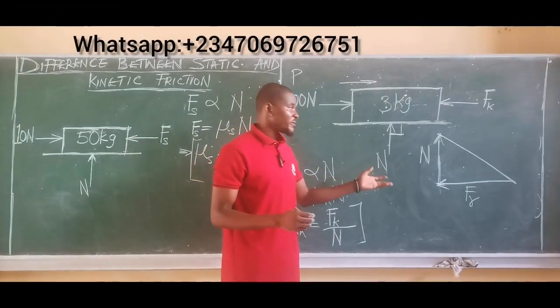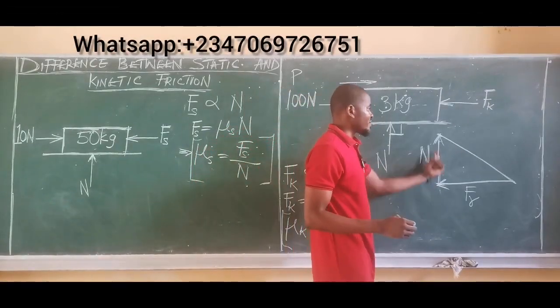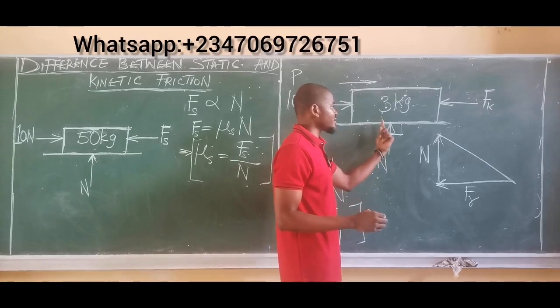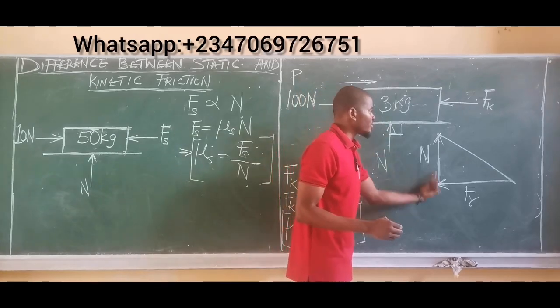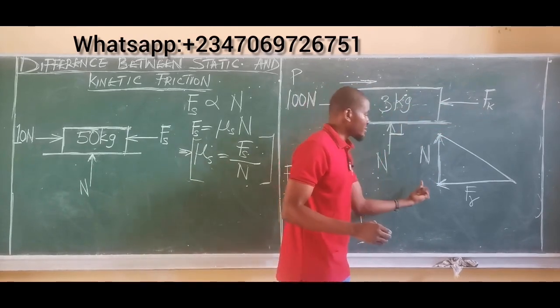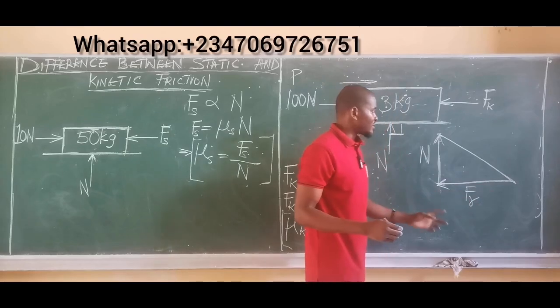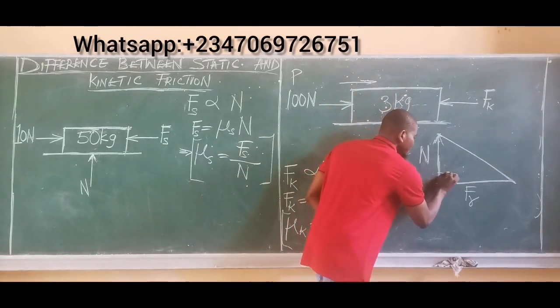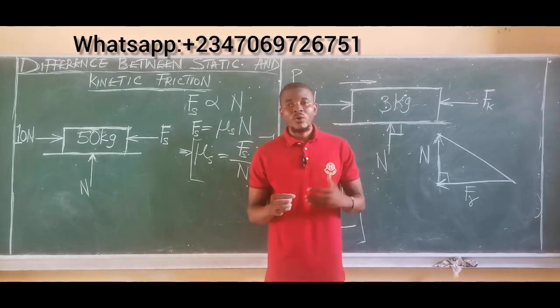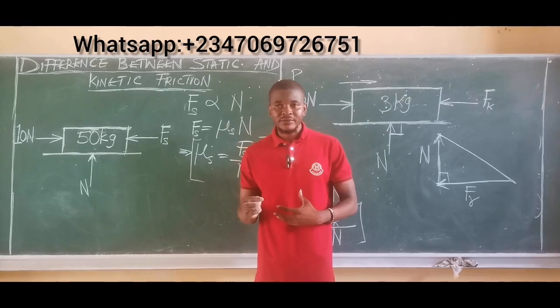So as can be seen on the board, this is the normal reaction line, which always is at 90 degrees to the surface, and in this case is vertical. So we have it here purely vertical, and then we'll have the frictional force which opposes the motion. This is the frictional force, like this. The two of them are always at 90 degrees to one another. We are going to see more of this when we come to inclined plane friction.